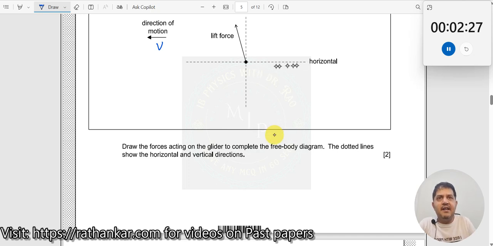See, when the glider is moving, what force is acting? There is an mg force acting downward. Then there is also a resistive force acting in the backward direction. Anything else? No, we don't have anything. So these two forces are essential to draw. The resultant will be something like this, so this is your lift force.